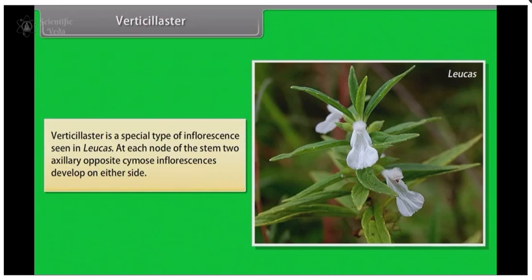Verticillaster. Verticillaster is a special type of inflorescence seen in Leucas. At each node of the stem, 2 axillary opposite cymose inflorescences develop on either side.